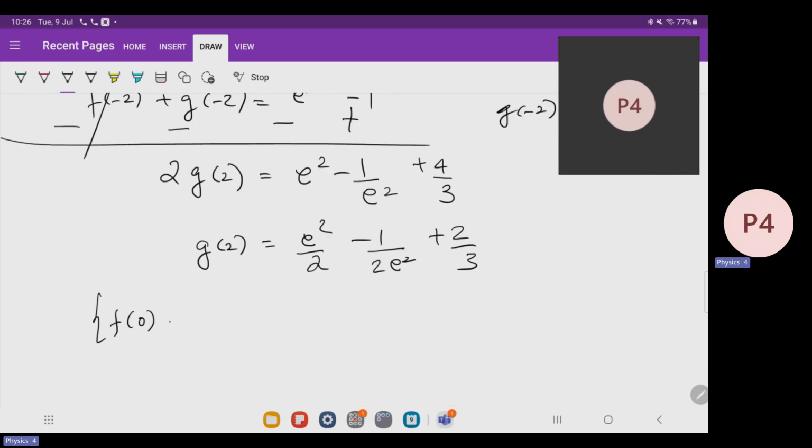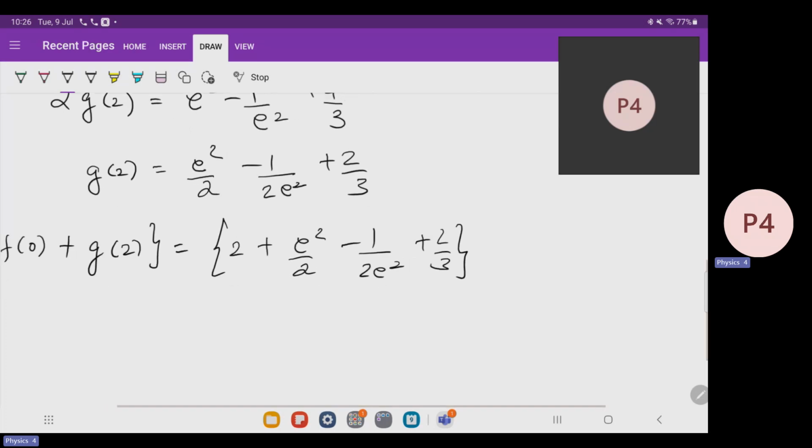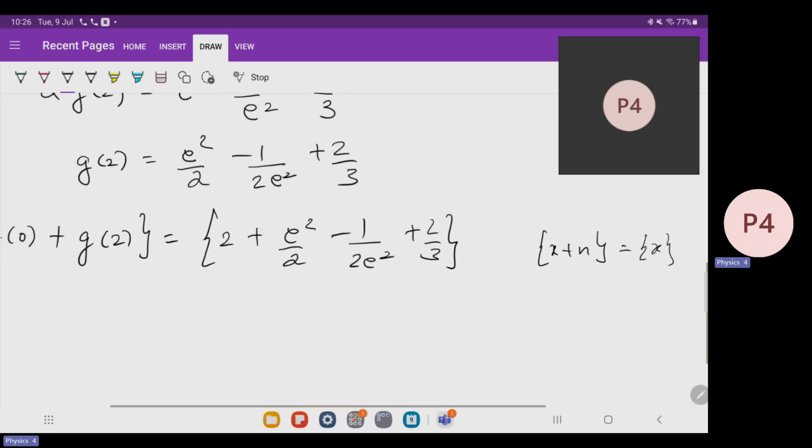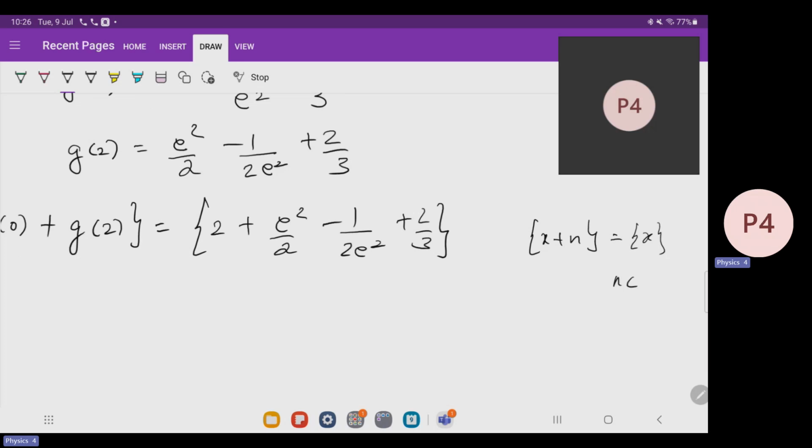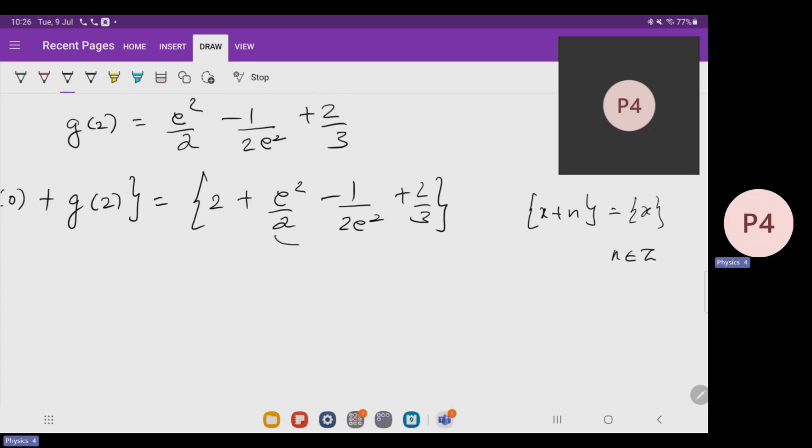Now coming to what we want, the fractional part of f of 0 plus g of 2. This will be equal to f of 0 we got as 2, plus g of 2, which is e square upon 2 minus 1 upon 2e square plus 2 upon 3. Now fractional part is a periodic function with period 1. So fractional part of x plus n is simply the fractional part of x, where n is any integer. So here consider this as x. So x plus 2 will simply become the fractional part of e square upon 2 minus 1 upon 2e square plus 2 upon 3.